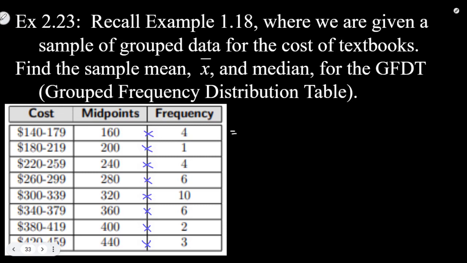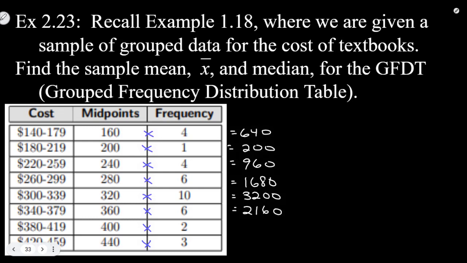The first one here is going to be 640. The second one is going to be 200. The third one, I think, is 960. Let me double check that. Yep. The fourth one, 280 times 6, is going to be 1680. Then we have 3,200. Then we're going to have 360 times 6 is 2,160. And that one is going to be 800. And 440 times 3 is 1320.